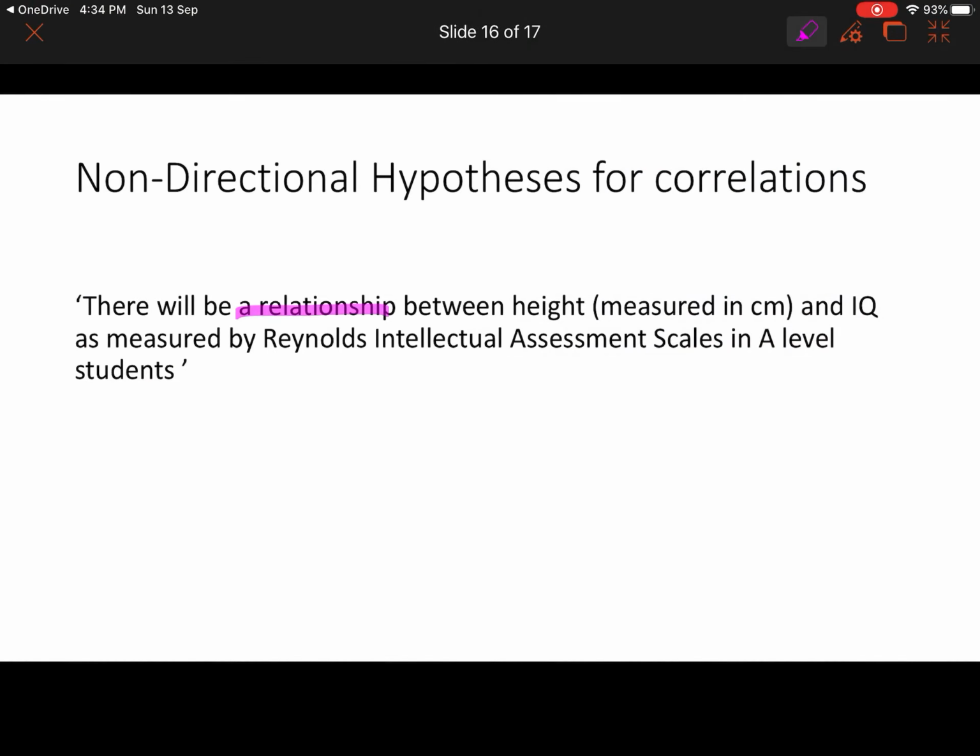So we're saying here that there will be a relationship between height measured in centimetres and IQ as measured by the Reynolds Intellectual Assessment Scales in A-level students. Our population, our operationalised covariables, and the fact that there will be a relationship. We just don't know whether that's going to be a positive or negative relationship.